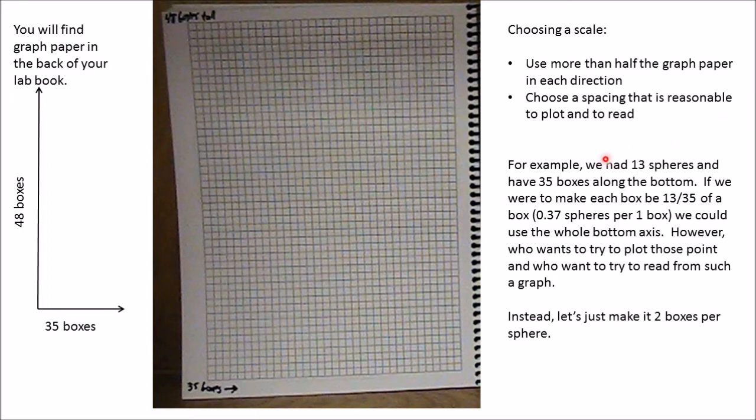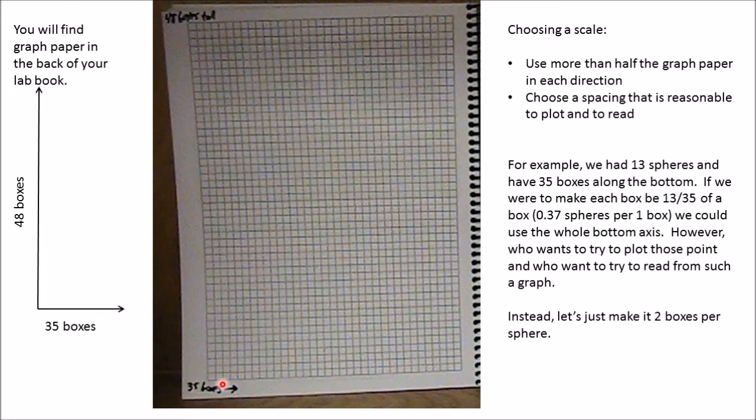When we make a graph like this, we want to use more than half the graph paper in each direction. But we want to choose a grid spacing that's reasonable to plot and to read. You don't want to make it too difficult. An example here: we had 13 balls. If you go back and think, there were 13 spheres that we had as our most. And we want to plot those along this axis along here.